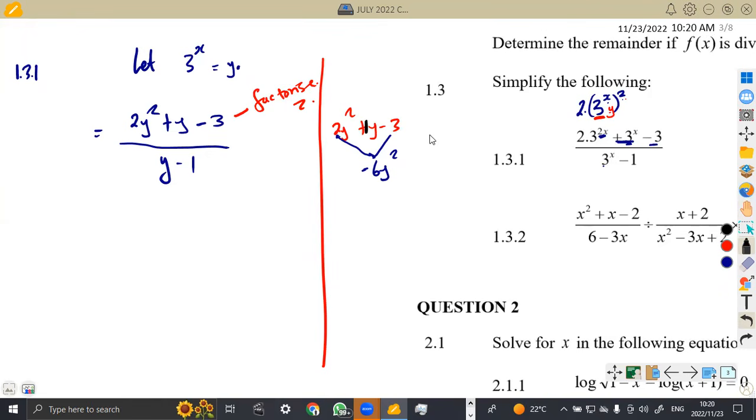So which two numbers are we referring to? That's 3 and negative 2. If we multiply 3 and negative 2, we get a negative 6. If we add 3 plus minus 2, we are going to obtain positive 1. So these are the two that you're going to use in the middle term. So it's going to be 2y squared plus, we've got 3 and minus 2.